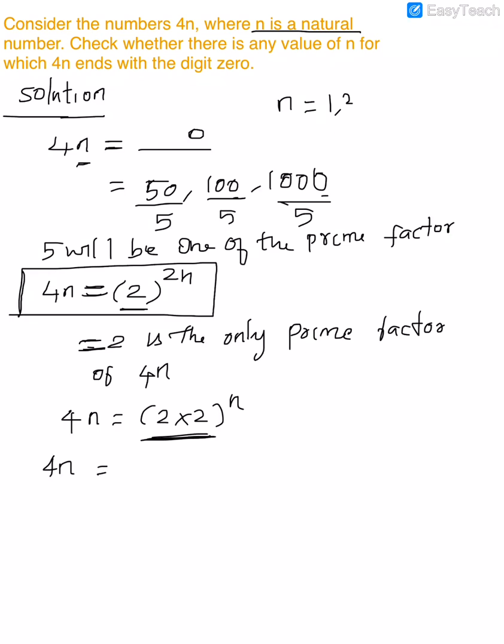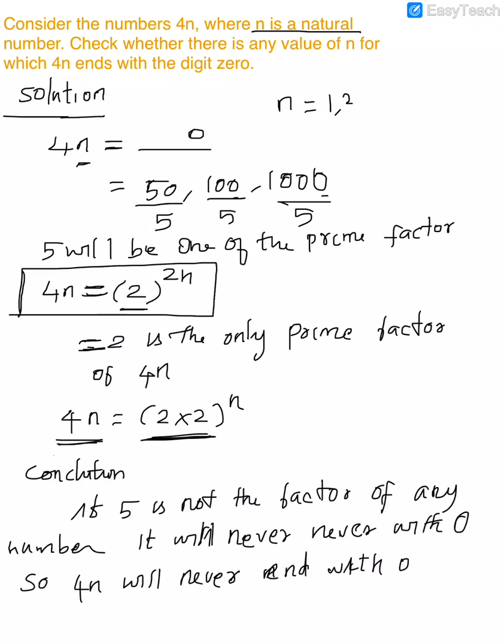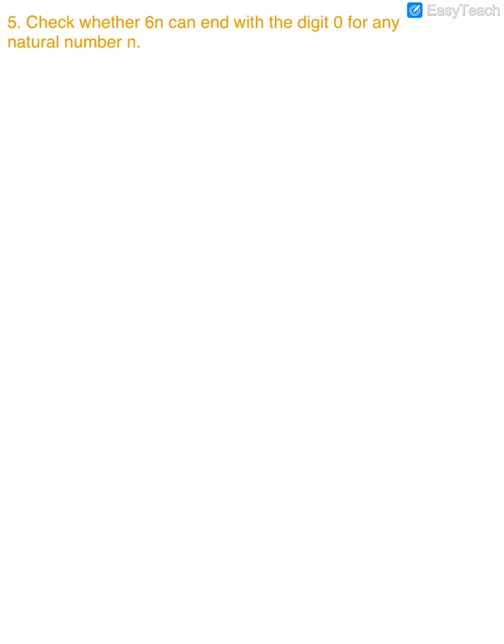No other factors. If 5 is not a prime factor, then this number will never end with 0. So what is the conclusion? If 5 is not a factor of any number, it will never end with 0. So 4^n, our given problem, will never end with 0 for any natural number n. This is our conclusion.